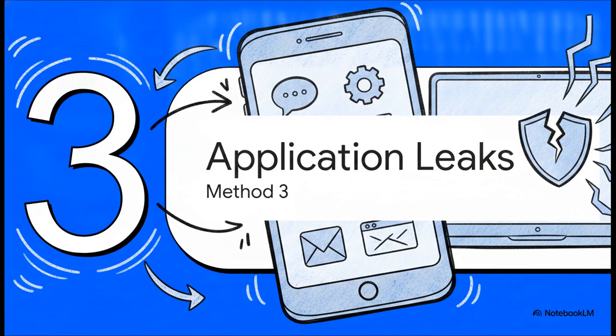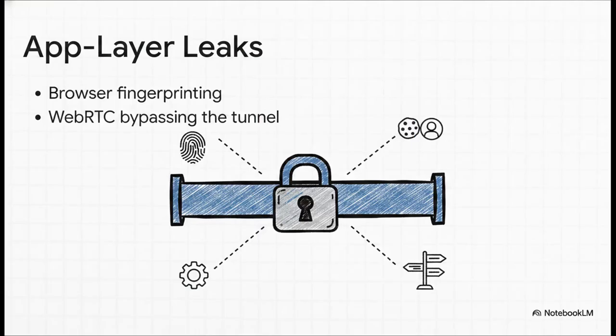Moving on to Method 3. Application layer leaks. Now, we're zooming out from the network level to the application level. And honestly, this matters the most because it is so incredibly easy to mess up. You could be running a military-grade, technically flawless VPN tunnel, and your own browser will just hand over your identity anyway. There are 4 main culprits here.